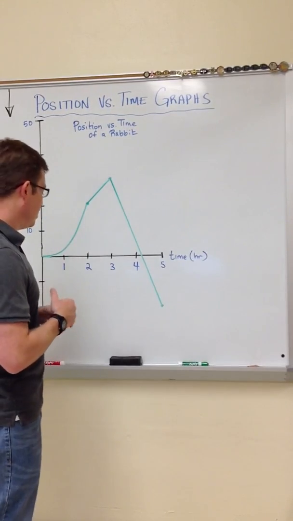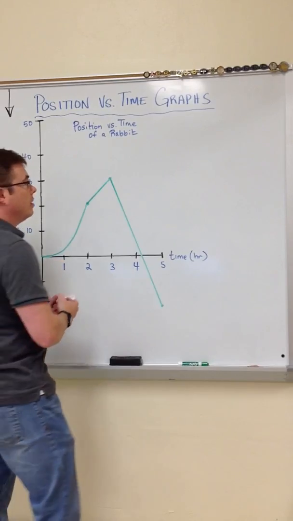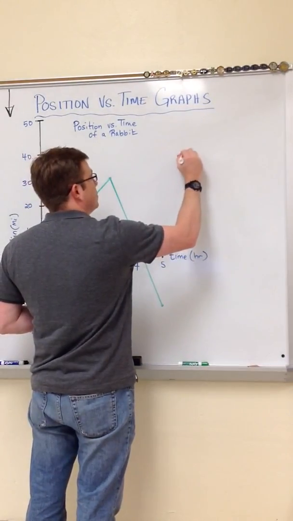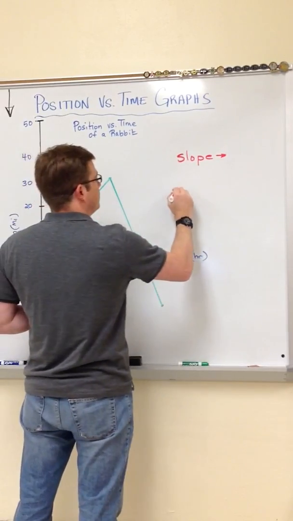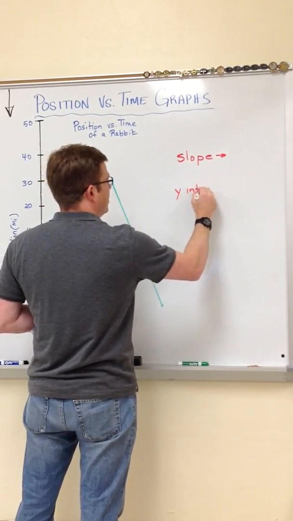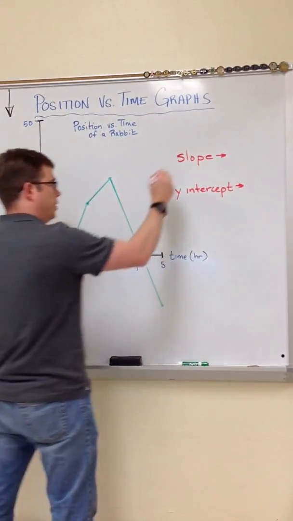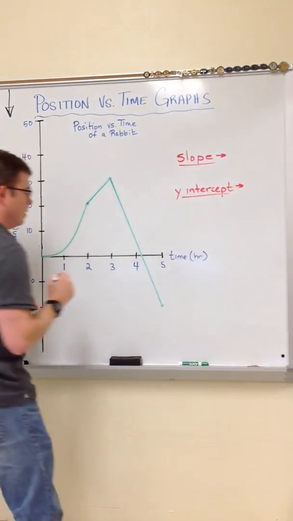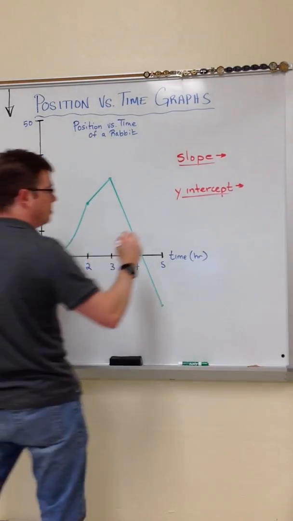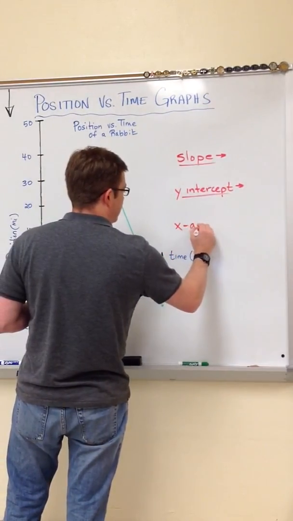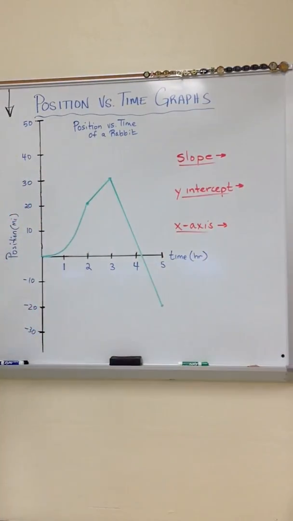Now, the things you have to understand, the basics of any graph, are first the slope, what that means, what the y-intercept means, and then also, what does going below the x-axis mean? So how does the x-axis affect a position versus time graph? Those are the big ones.